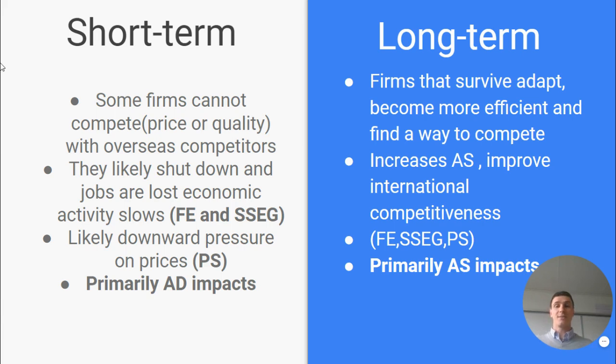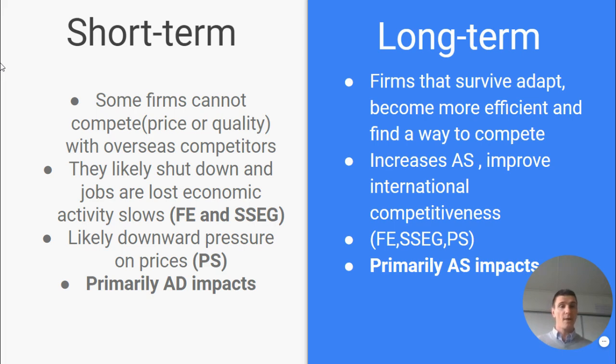In the short term, remember, some firms may not be able to compete. I always ask you to think about Holden. When they were opened up to competition from the rest of the world, they could no longer compete. So some firms will shut down in the short term. This is the real Donald Trump argument. And that's going to lead to some job losses and some business shutdowns, and it might hurt economic growth and full employment in the short term. And it could put downward pressure on prices. Primarily, these are the aggregate demand impacts.